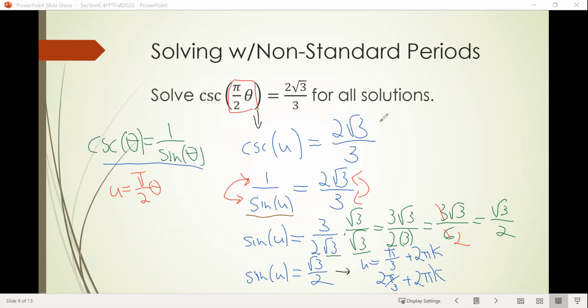Now, are we done here? No, we are not, right? Because recall that we are not trying to solve for u, we're trying to solve for theta. So we have to go back up to here where we have that u equals pi over 2 times theta. We'll use that here. So I need to erase some stuff.